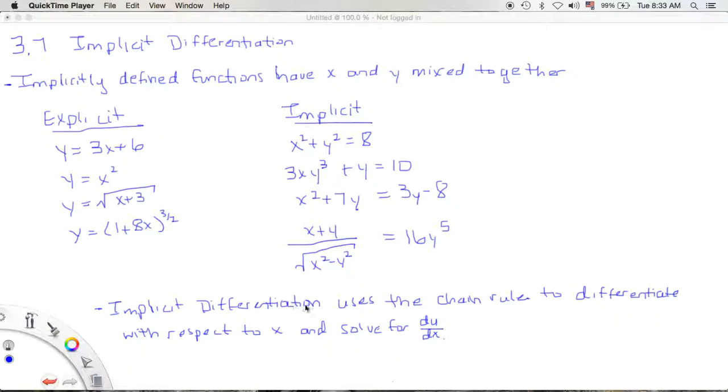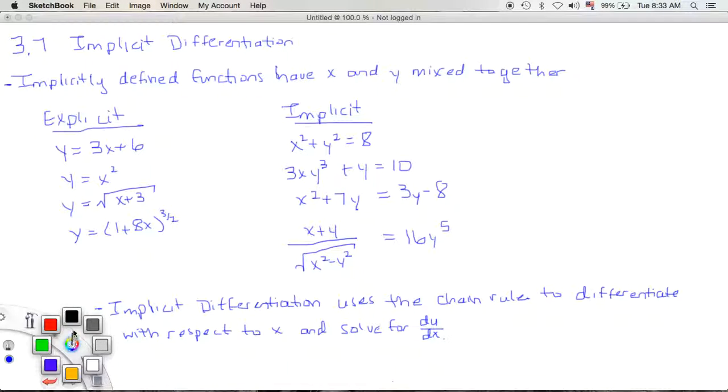Implicit differentiation uses the chain rule so that we can do that by taking the derivative with respect to x and then solve for dy/dx. So how does that work? Well, let's look at this first example here.